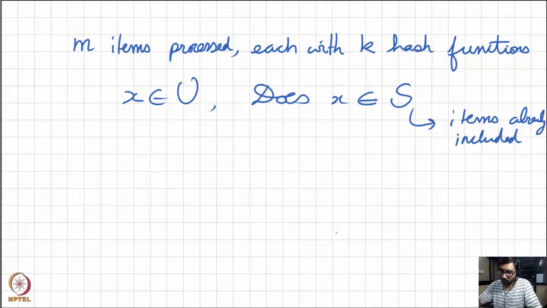If all of them are set to 1, we're going to say yes, this item x is already in the set S. Of course, this could be wrong with some probability, which we have to analyze a little bit carefully. But on the other hand, with a good probability, we should be able to find out that this item, if it is not already in S, is not already in S. So now, what is the probability of a false positive?